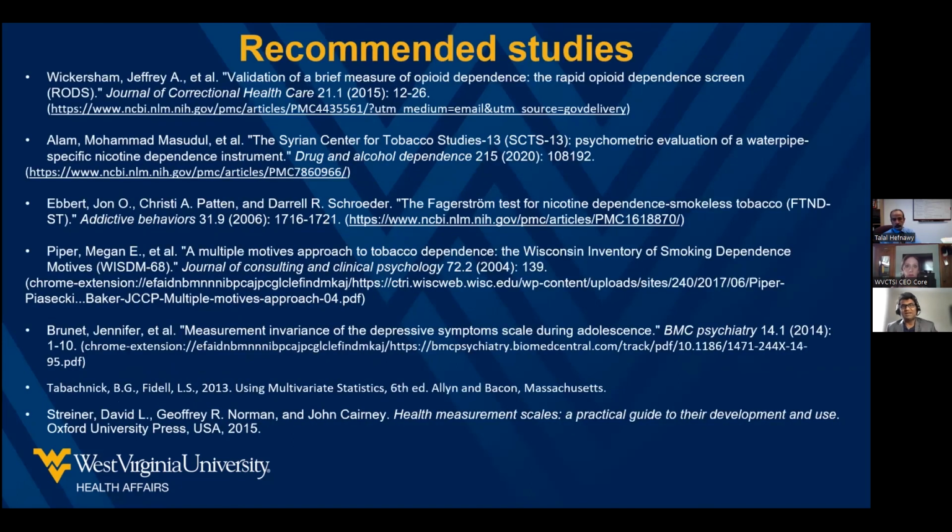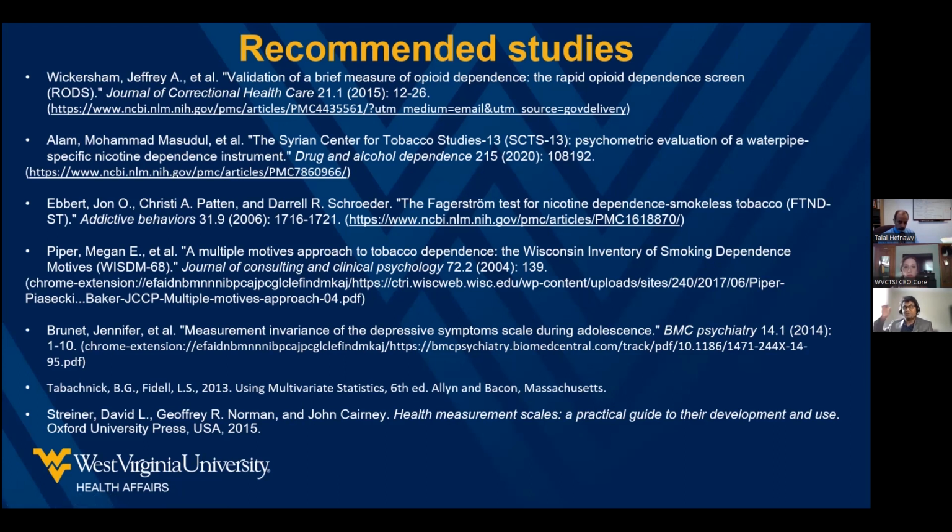The first one, if you read it, you can have some idea how a validated scale is developed to measure opioid use. The second one is my paper. It was published in Drug and Alcohol Dependence, and you can have some idea how I developed this scale. The third one is some reference for the Fagerstrom Test for Nicotine Dependence, which is widely used to measure nicotine dependence.